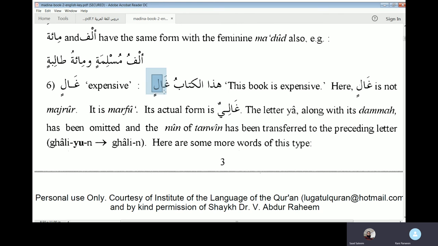Now here we see a word which has two kasra, so we should say it is majrur. But here he is telling us that this word is not majrur. Now he will tell us the reason why it is marfu. Because its actual form is ghaliyun, which is marfu. But we are writing a short form here, and that's why we are getting confused. In reality, this word is marfu. Okay?